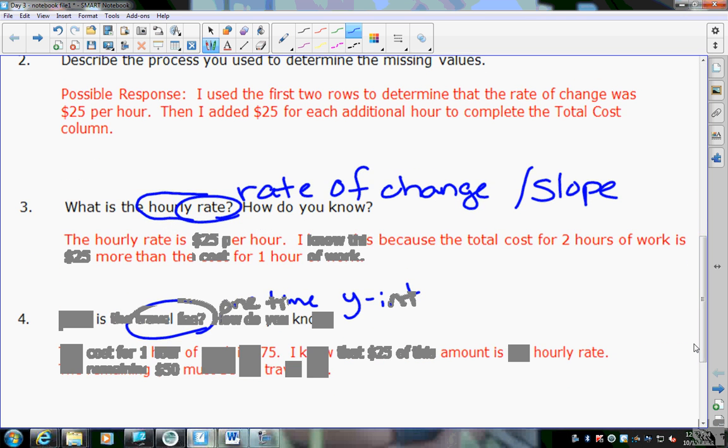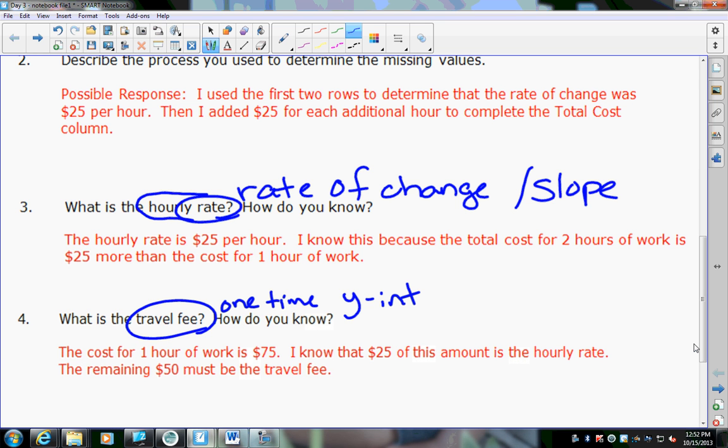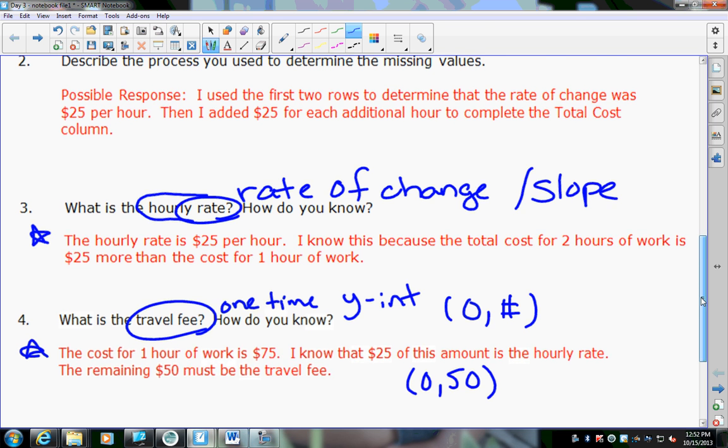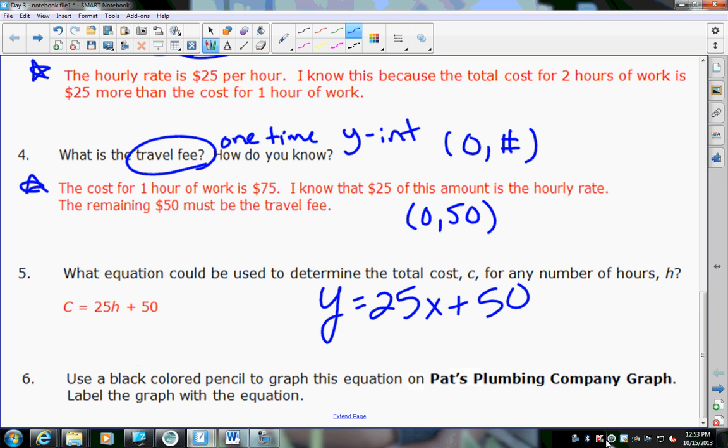The next question asked, what was the travel fee? Whenever there is only a one-time fee, that is always your y-intercept. That's your constant. I found the y-intercept when I worked backwards and found 0 and some number, which in this case was 0 and 50. That's how I found that 50 must have been the travel fee, that one-time charge. Once you know your slope and your y-intercept, you should be able to write your equation, and that's where we came up with y equals 25x plus 50. This is all the prior stuff before we start our assignment.